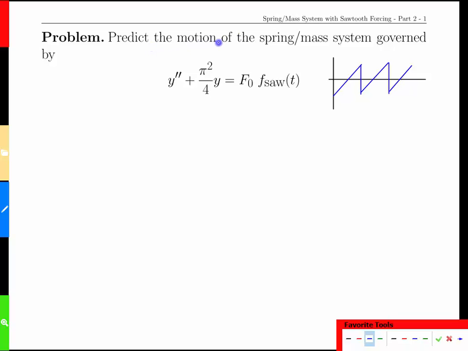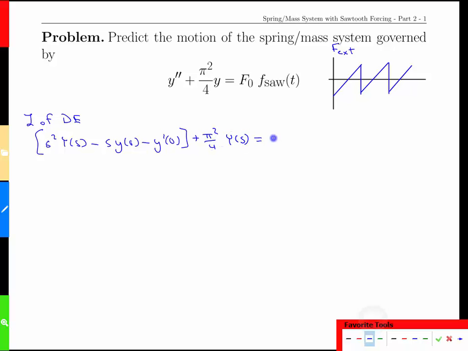In this problem, we predict the motion of the spring mass system given that our external force is this sawtooth function. To proceed, we simply take the Laplace transform of our differential equation. Starting with the y double prime, we get our usual transform of the second derivative. Then we get the transform of the y term.